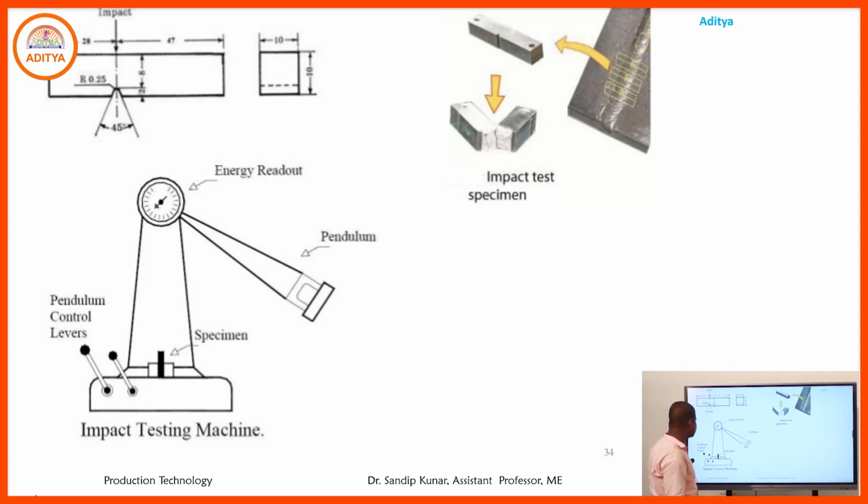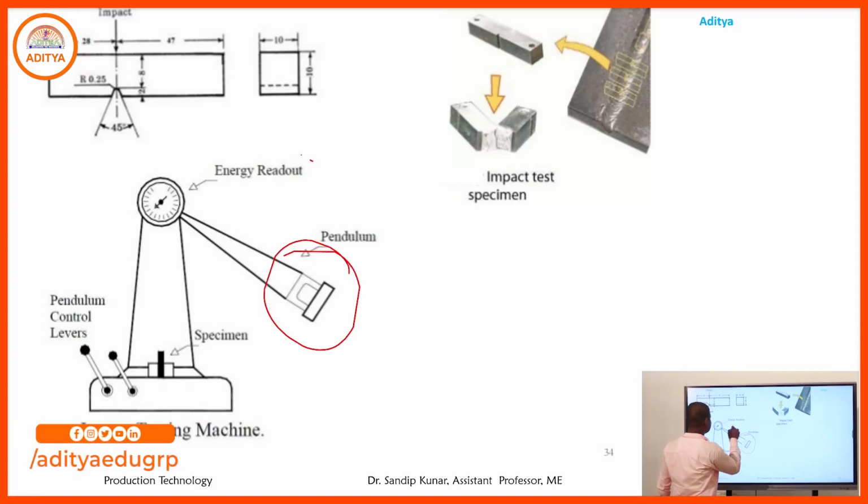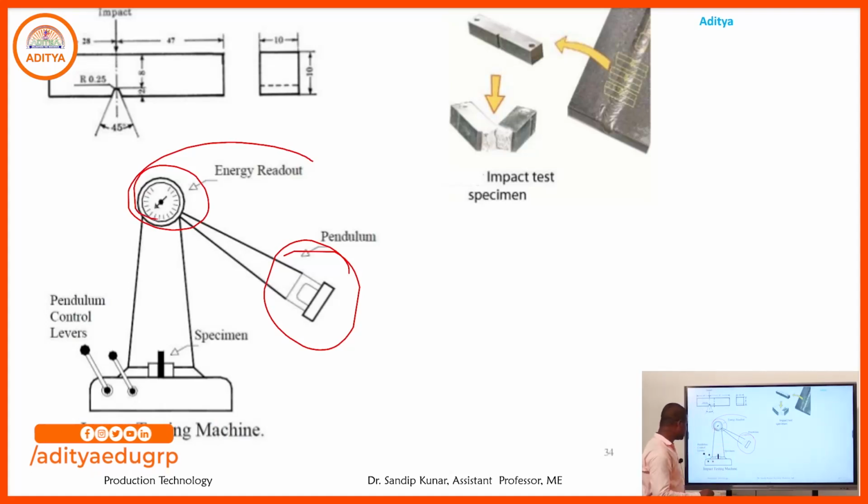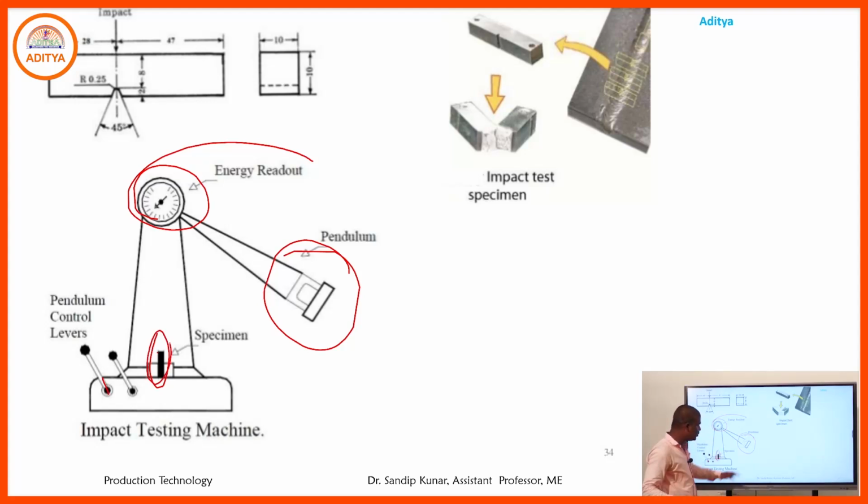In that case, the impact testing machine has a pendulum, and that is the energy readout scale. Here the specimen is kept vertically and held properly. That is the pendulum control lever, and when the lever is opened, the pendulum comes and strikes the specimen, and due to the striking the specimen is broken. At that time we take out the energy. We are taking the energy data from that particular scale.